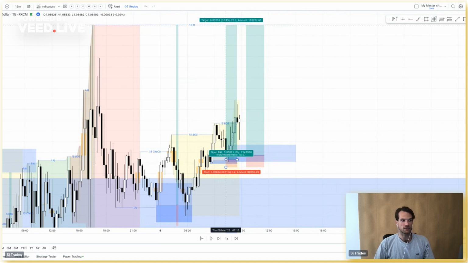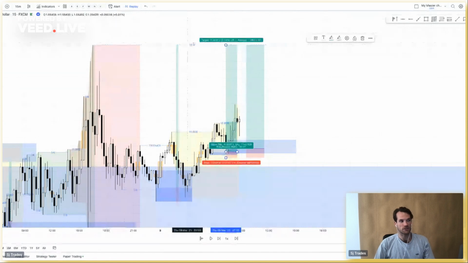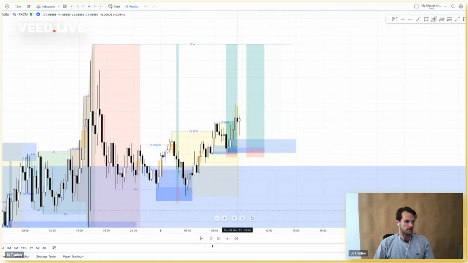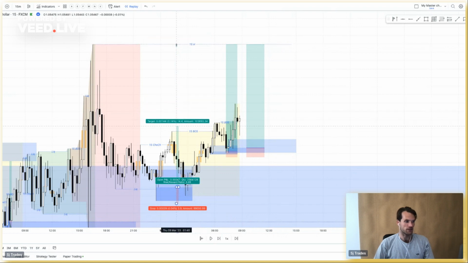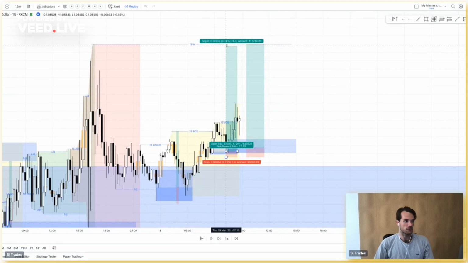But these are the targets. These are internal breaks of structure. These are external. So we're looking at bullish break of structure inside bullish structure. We're looking for this high to break, so that's why I'm targeting it. If you don't want to hold a trade that long, you could have had 3.4.